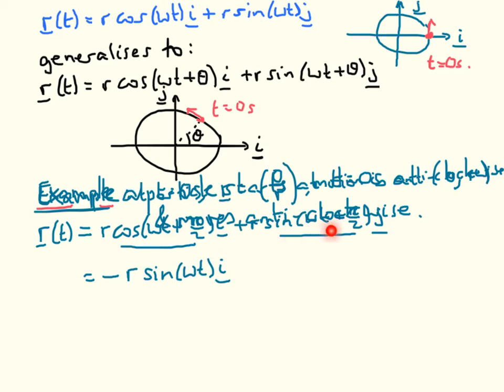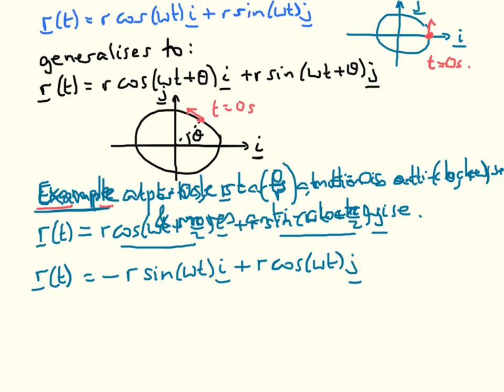and then similarly here, sine of omega t plus pi over 2 is the sine of omega t times the cosine of pi over 2, which vanishes, plus the cosine of omega t times the sine of pi over 2, which is 1. So we're going to get overall the cosine of omega t. So we have plus r cos omega t j. And this is the position vector for a particle starting here moving anti-clockwise.